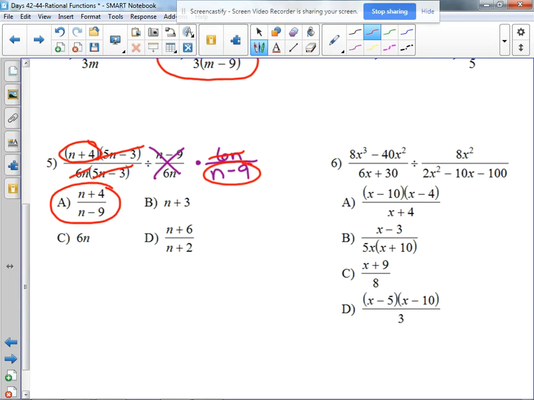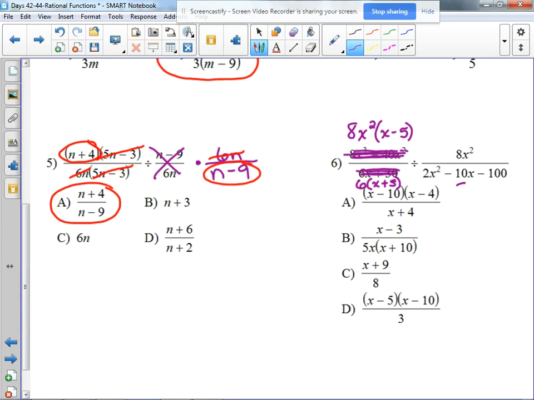Now, number 6, I could take the time to factor all those things, and that would be great practice if I'm really trying to practice my factoring skills. So I'm going to go ahead and start that process. That numerator has a GCF of 8x squared. If we pull it out, we're left with x minus 5. Now that I've factored it, I'm just going to mark that out so I'm not distracted by it. The denominator, I can pull out a 6. That's 6 times x plus 5. Be careful with your signs, because those don't actually cancel.